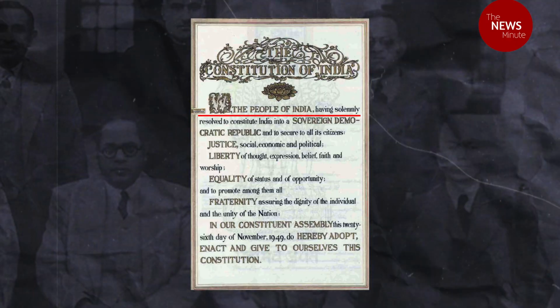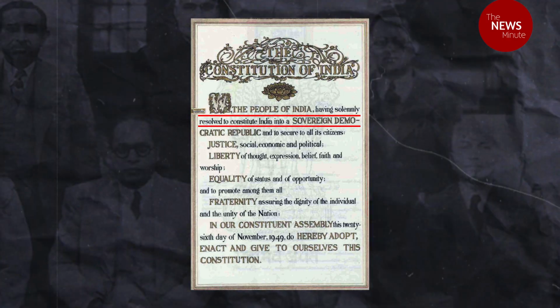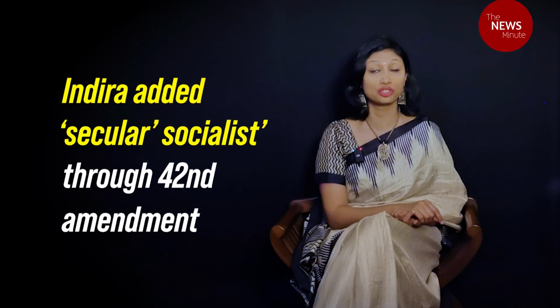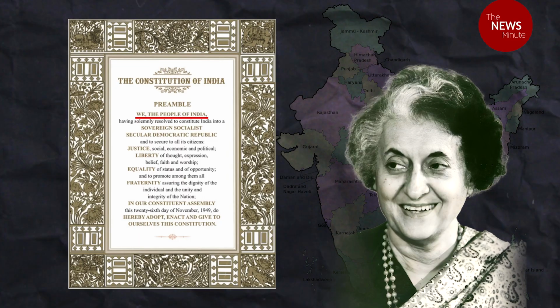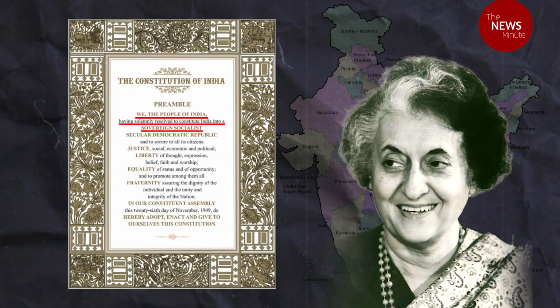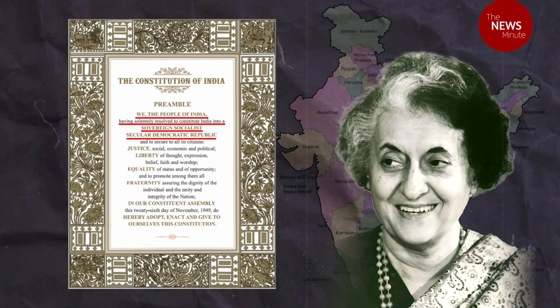So the initial draft of the preamble said, "We the people of India having solemnly resolved to constitute India into a sovereign democratic republic." In 1976, in what has been the only amendment ever made to the preamble, the Indira Gandhi government changed it to, "We the people of India having solemnly resolved to constitute India into a sovereign, socialist, secular democratic republic."